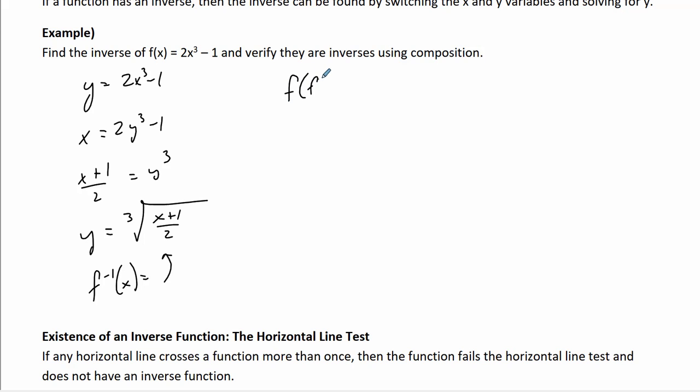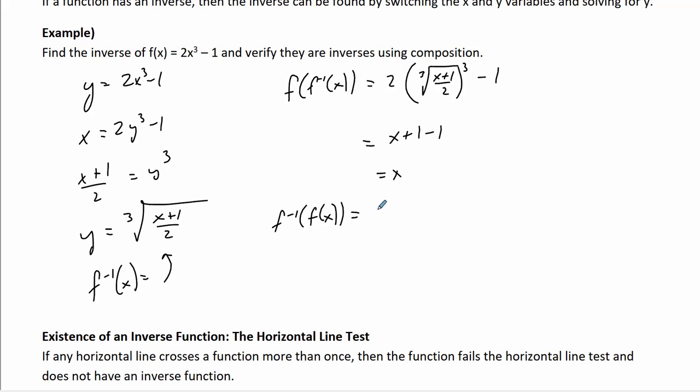So f of f inverse of x is equal to 2 times the third root of x plus 1 over 2, to the third power, minus 1. If I cube a cube root, I get the inside. The 2's cancel, so I get x plus 1 minus 1, which is equal to x. So that works. If I take f inverse of f of x, I get the third root of 2x to the third minus 1 plus 1 over 2. The plus 1 and minus 1 cancel, the 2's cancel, so it's the third root of x to the third, which is x. So they are inverses by composition.